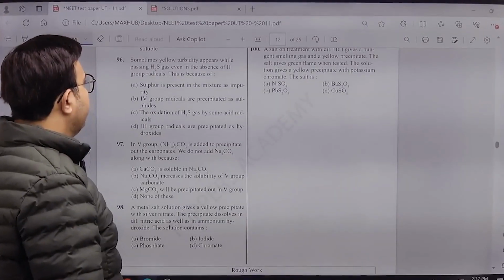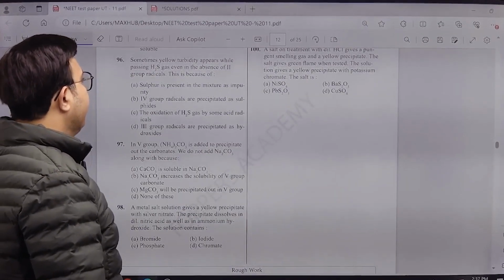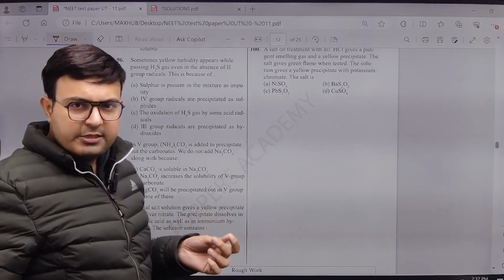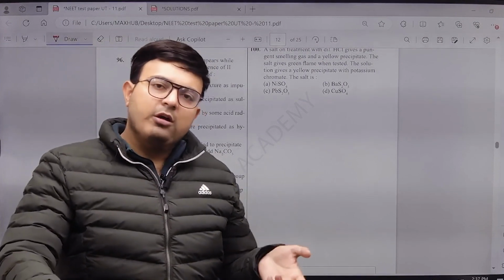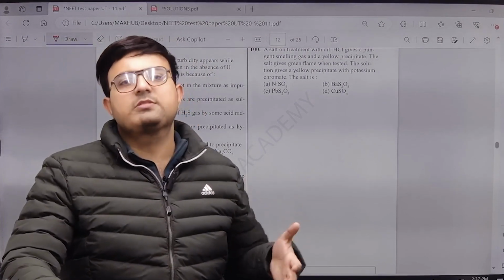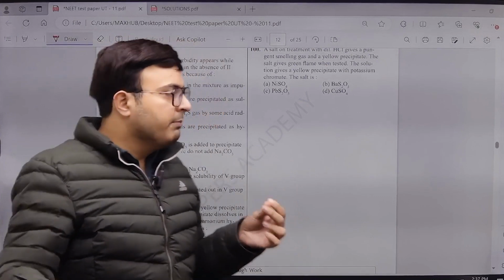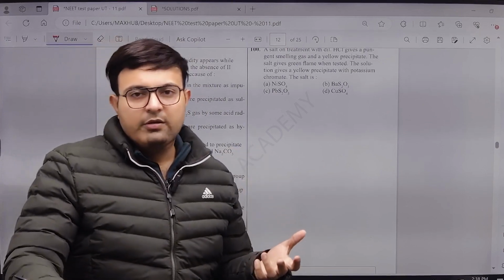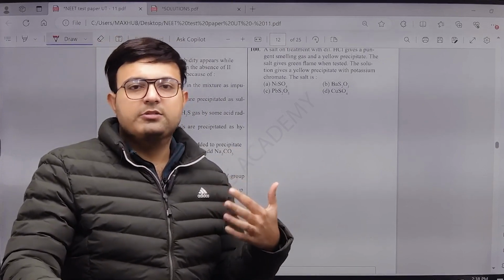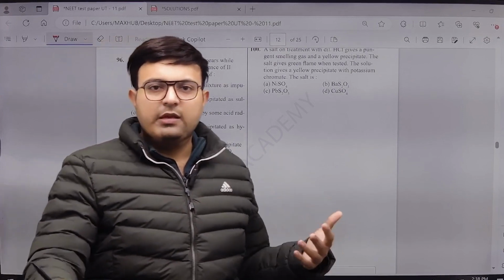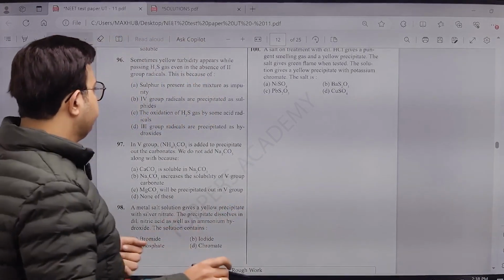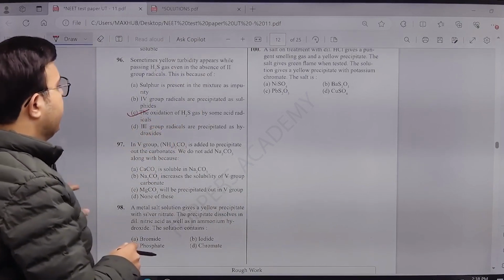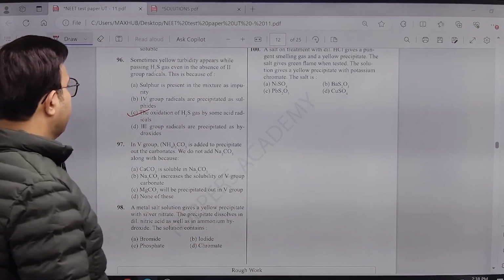Sometimes yellow turbidity appears while passing H2S gas even in the absence of group 2 radicals. As I've told you, the group 2 reagent is H2S with HCl. So even if there is no group 2 metal present, H2S still gives turbidity. Why does it happen? Because of the oxidation of H2S only. Your H2S gets oxidized due to the presence of some acid radicals. So the oxidation of H2S gas by some acid radicals is the correct answer.